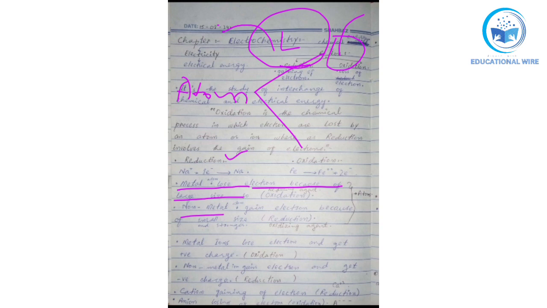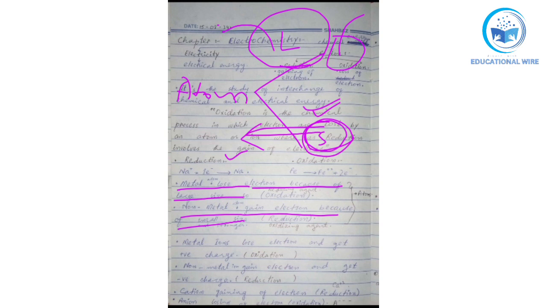Second, it says that a non-metal gains electrons because of its small size. Here we have a non-metal that is small in size and it will gain electrons. We represent it with S because it is stronger because of its small size. So it will try to pull electrons to its own side, by which this is called the gaining of electrons, and this process is called the reduction process.